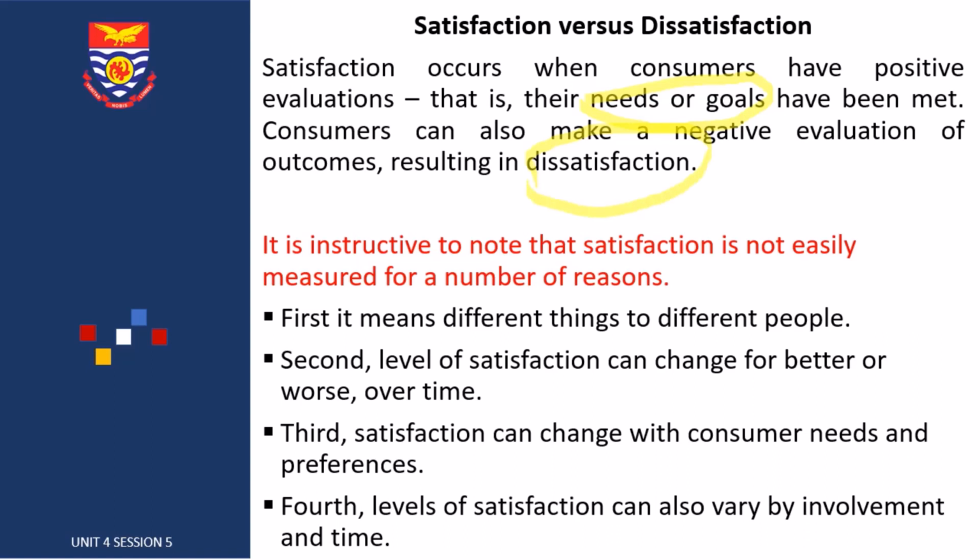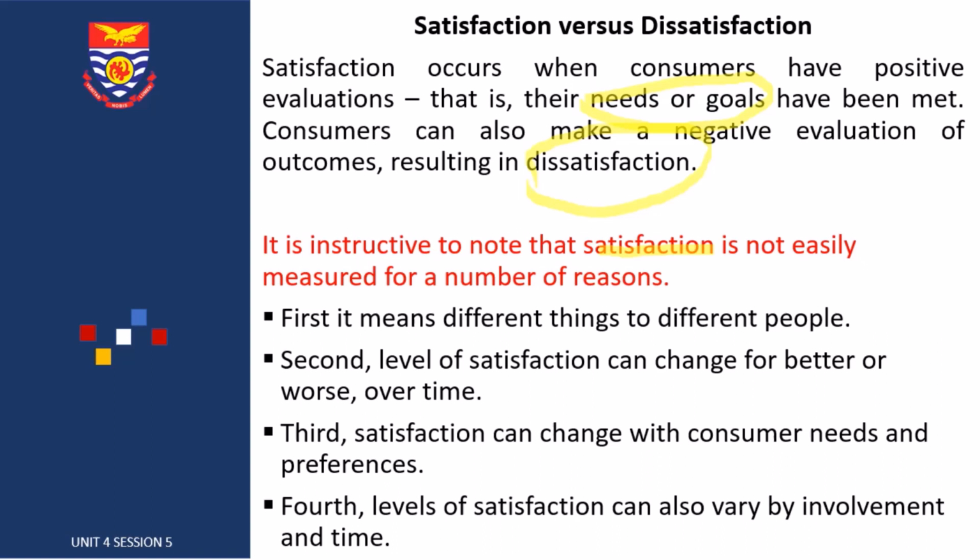Now let's look at some of the things that we should note in conjunction with satisfaction. Satisfaction is not easily measured, for a number of reasons. Because it is subjective, something that I think will make me satisfied, somebody else will use and not be satisfied. So satisfaction is not easy to measure. You can't just say that this person is satisfied and that person is satisfied.